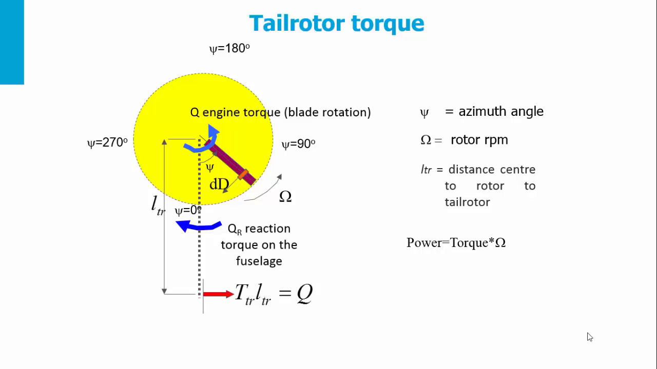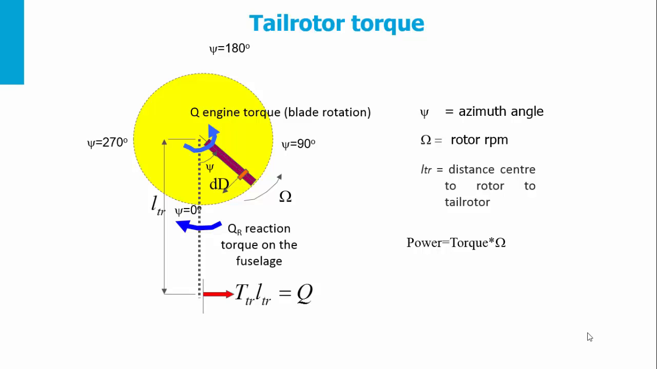We have the following notation. Azimuth angle is the angle of the blade relative to the main axis of the vehicle. In helicopters, mostly, the azimuth angle 0 is placed at the back of the rotor, and as we are rotating counterclockwise, in one rotation we go 360 degrees of azimuth angle.